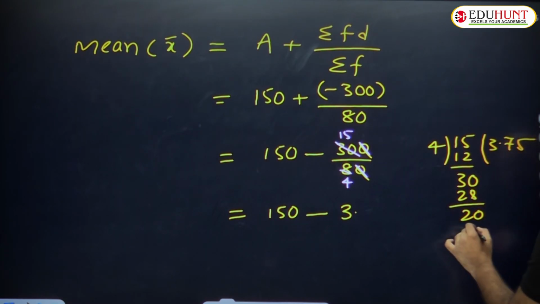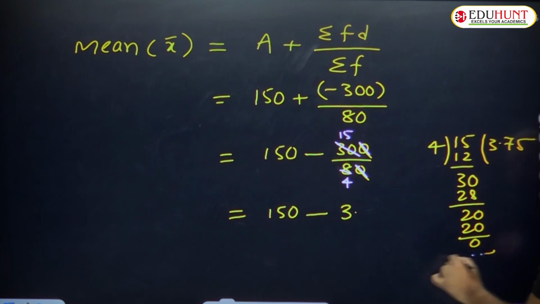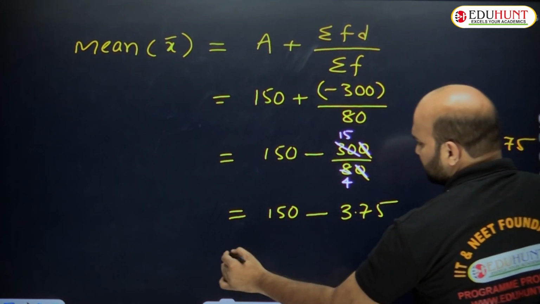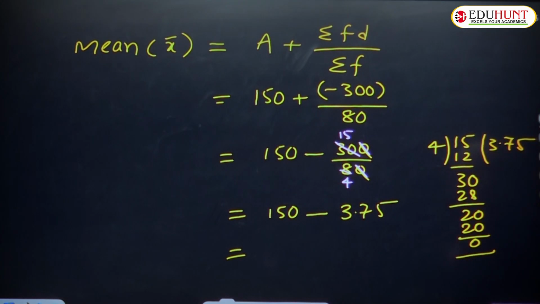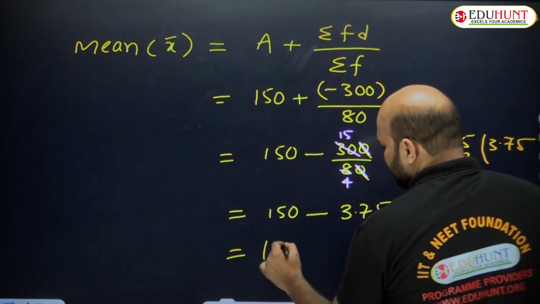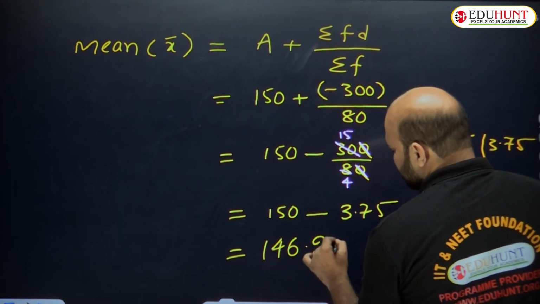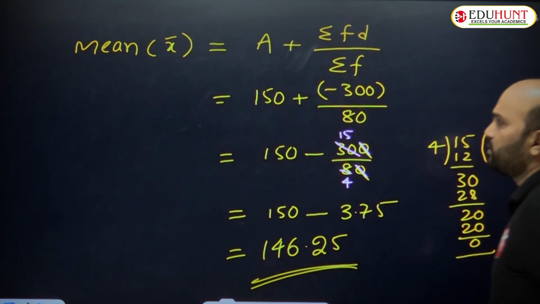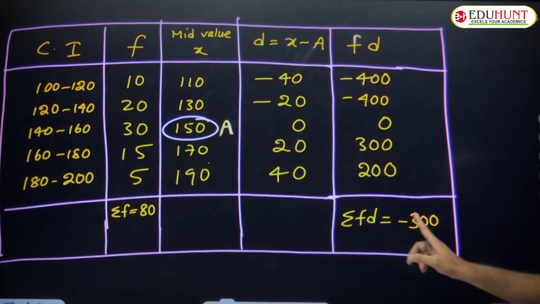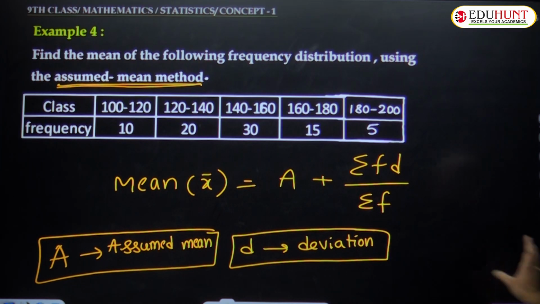So the 15 by 4 value is 3.75. So what is the difference? 150 minus 3.75. What is the final answer? 146.25. So this is the mean value using the assumed mean. Am I clear? This is also a very important question.